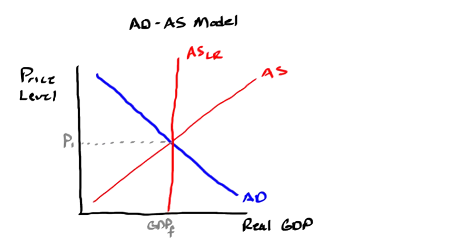Now let's look at a different example. So suppose we're at equilibrium A. So we're operating at GDP full employment. So we're at the intersection of the short-run aggregate supply curve and the aggregate demand curve, and the long-run aggregate supply curve at a price level A. Now let's suppose that something happens and aggregate demand increases. So we've got a rightward shift to the aggregate demand curve.